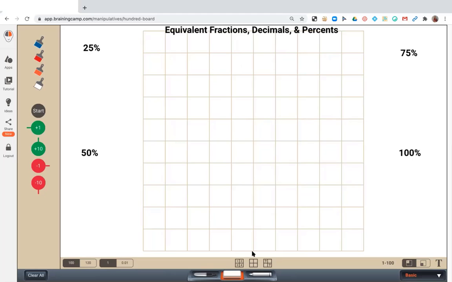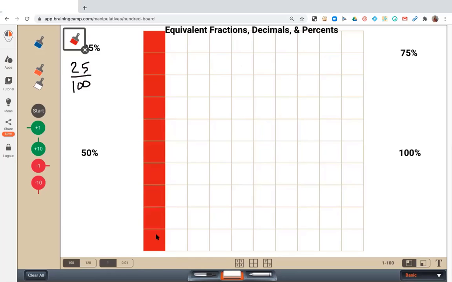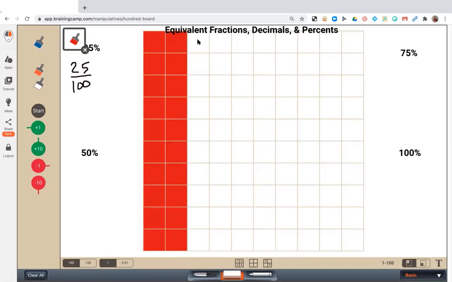So if I want to model 25%, I know that that means 25 out of 100. So what that looks like on this grid is shading in 2 rows of 10, which makes 20, and then 5 more. Because visually I can now see 25 out of 100 squares are red.